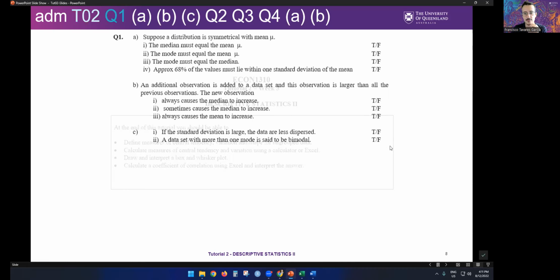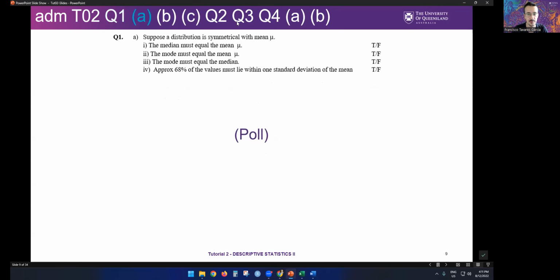But let's go. We'll start. You see the first question has some options here for true or false, and we will start with the first one. I prepared some polls. You guys can take a little bit of time. So suppose the distribution is symmetrical with mean mu, and then we have 4 things here. Let me launch the poll. Tutorial 2, question 1A. I will launch, and you will have the 4 items and a true or false. Feel free to participate.